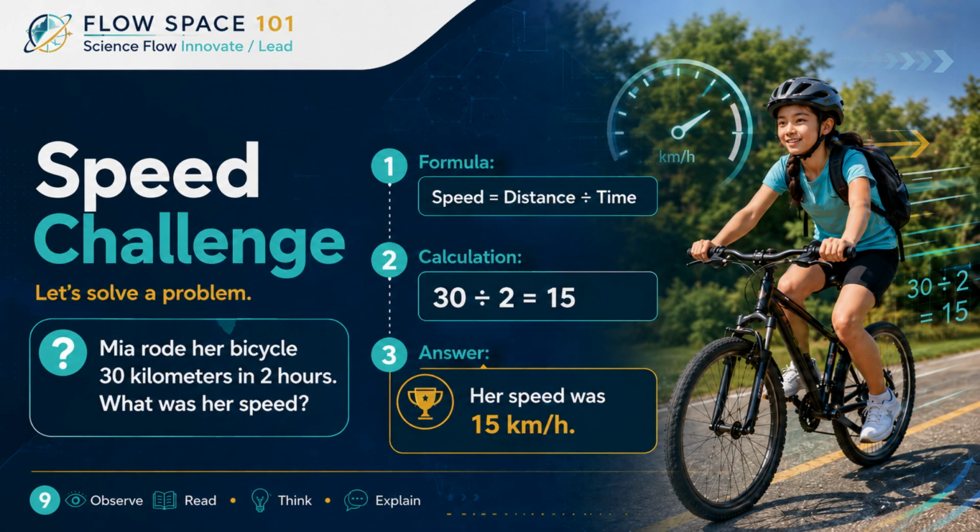Now let's solve a speed problem. Listen carefully. Mia rode her bicycle 30 kilometers in 2 hours. What was her speed? First, use the formula. Speed equals distance divided by time. So we calculate 30 divided by 2, which is 15. That means Mia's speed was 15 kilometers per hour. Great job. When you know the distance and the time, you can calculate speed.